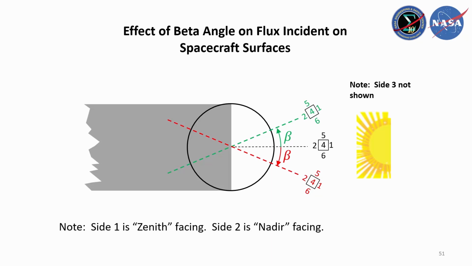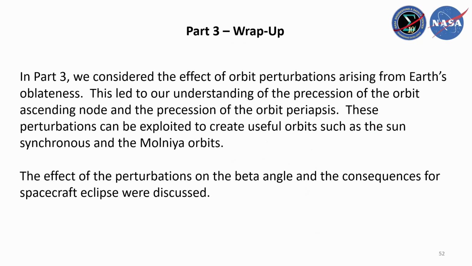Of course, the surface may be exposed to longer periods of solar flux as the magnitude of the beta angle increases. However, the change in angle with respect to the sun may reduce the magnitude of the solar flux.